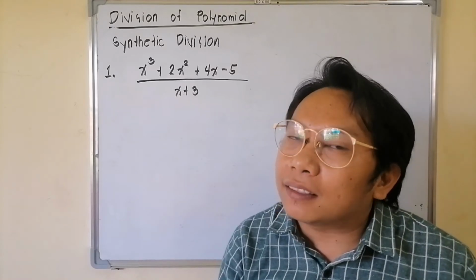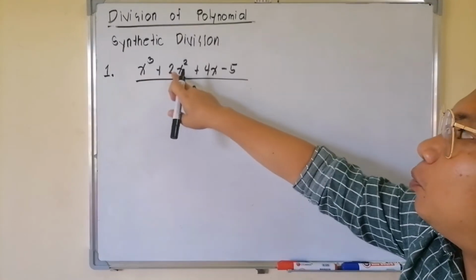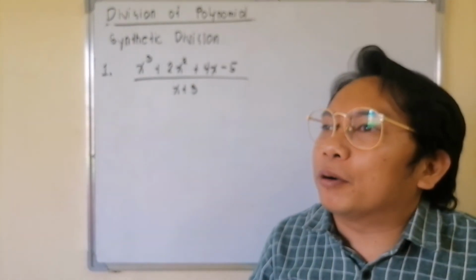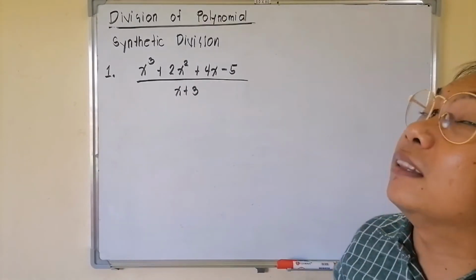If it's not, write it first in standard form. Since we have here x cubed plus 2x squared plus 4x minus 5 is already written in standard form, we are now ready to divide using the synthetic division.